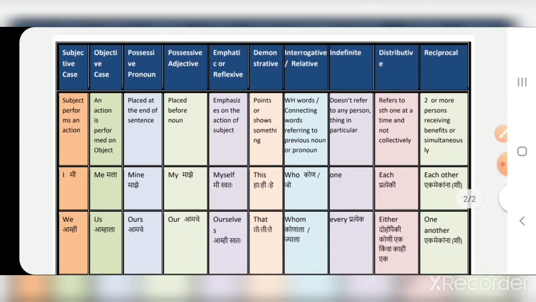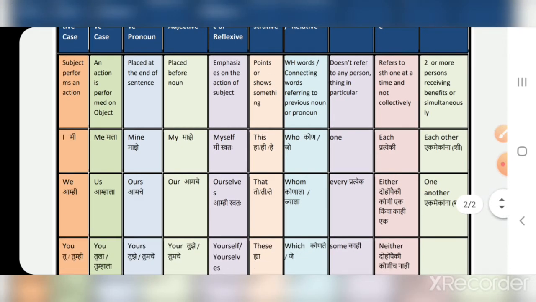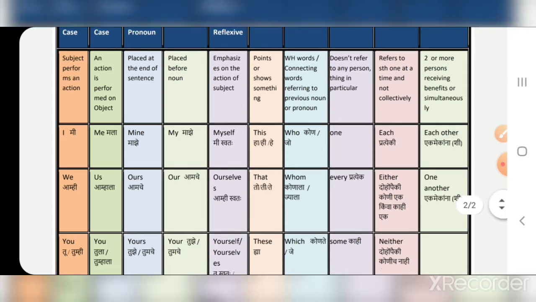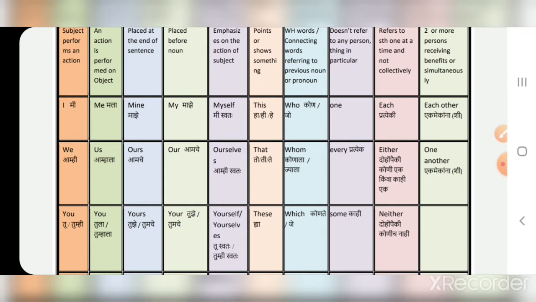This is used for the singular nearby object. That means if there is a chair near me, I will say this is a chair, and it is considered that I'm showing that chair or pointing at that chair. Now next is that. It is used for the distant singular object. So we use that is a table.